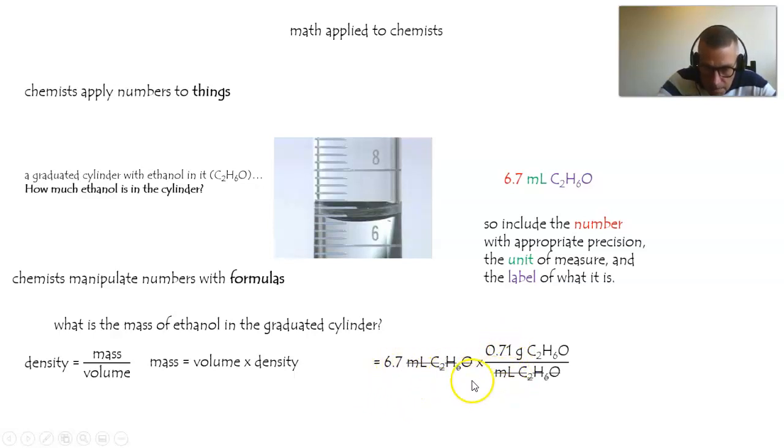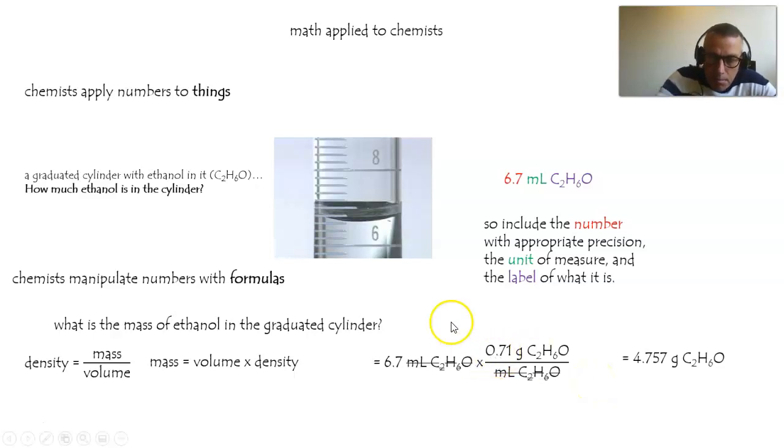We then set up our problem so that it convinces us that it's converting from milliliters to grams. A milliliter divided by a milliliter is equal to 1, so it cancels. And we find out that we have exactly 4.757 grams of ethanol, but in fact that number is too precise. If these numbers are only accurate to the tenth of a mil, how can we come up with an answer that's accurate to the thousandth of a mil? We can't, and that's where the concept of significant figures comes in.